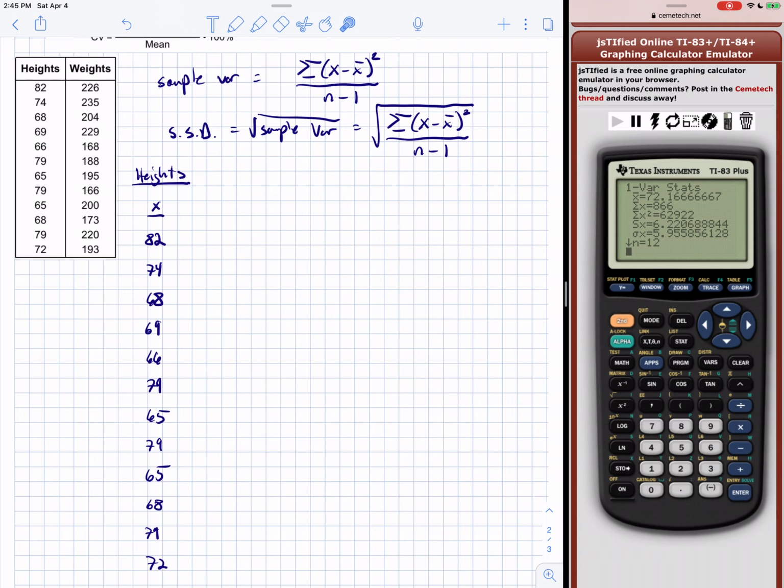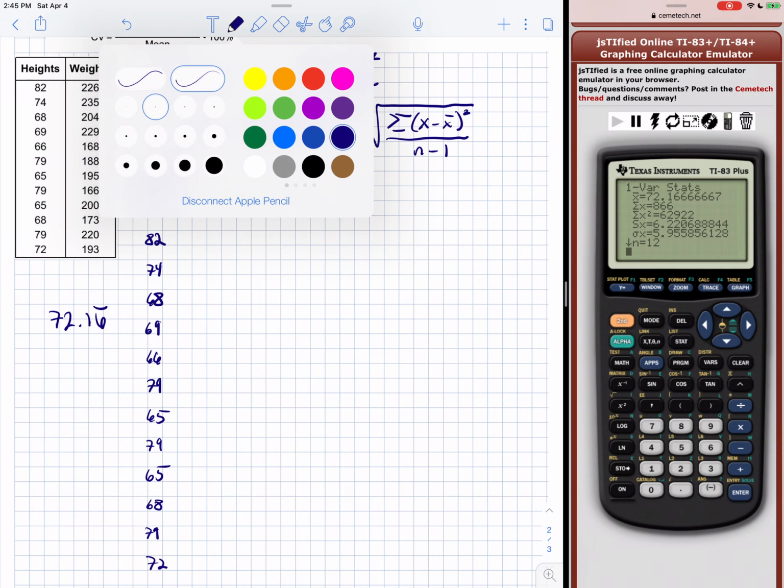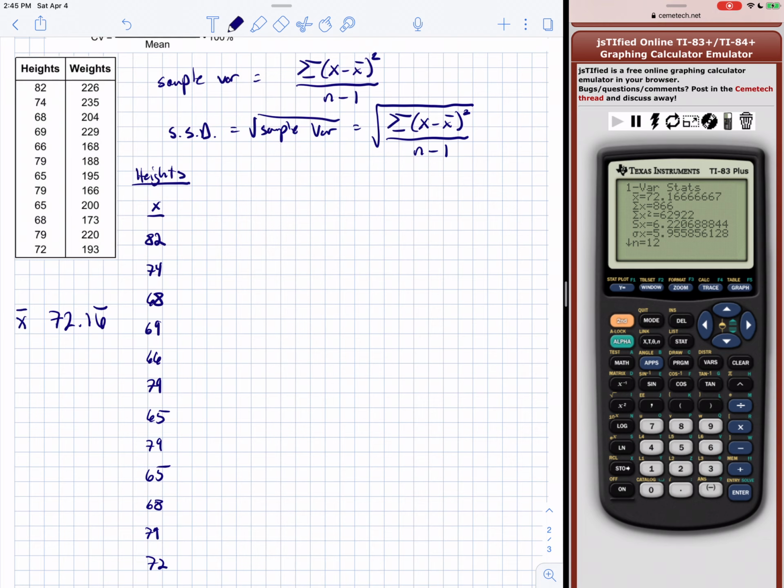So the sum of the x's, okay, x bar, right? The average. So this says that x bar, our average, is, I'm going to round it, 72.17. I was going to say approximately, or actually, I can do 1/6 bar, right? So again, x bar.